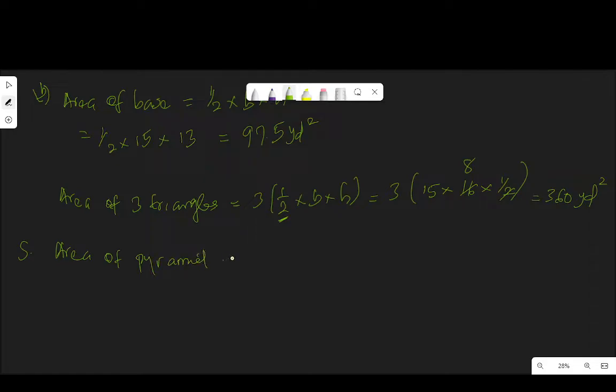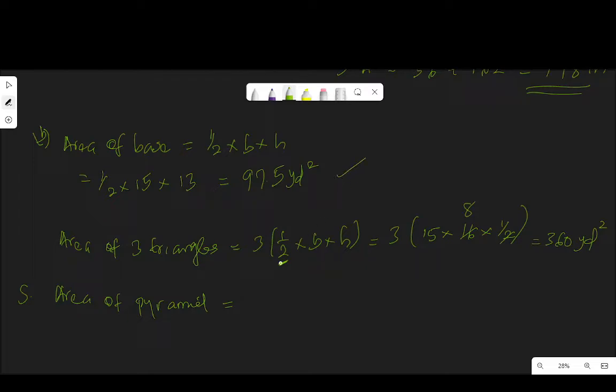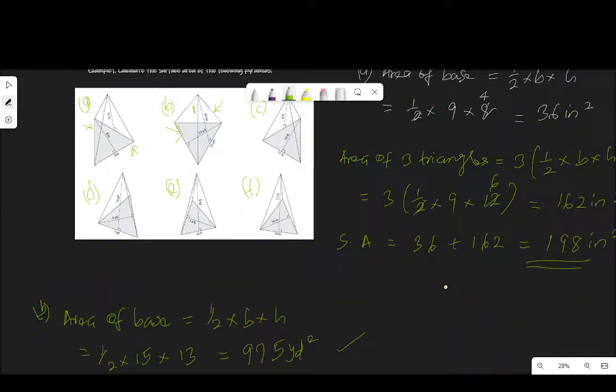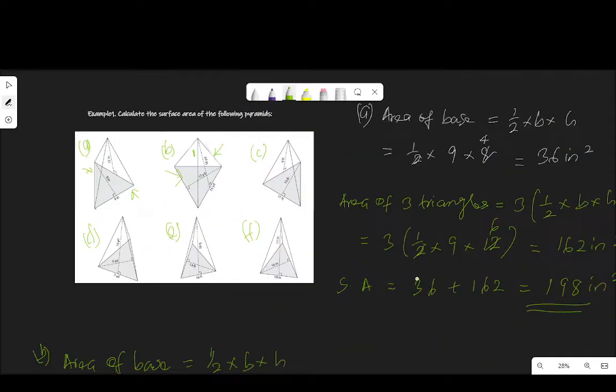Therefore, the surface area of the pyramid will be the area of the base plus the area of the three triangles, which is 97.5 plus 360. That is 457.5 yard square. Okay, that is that for question B.